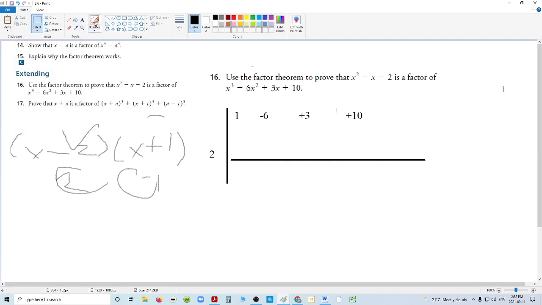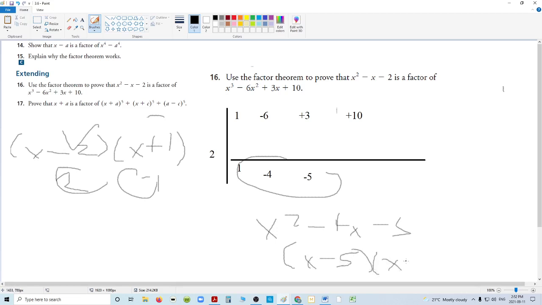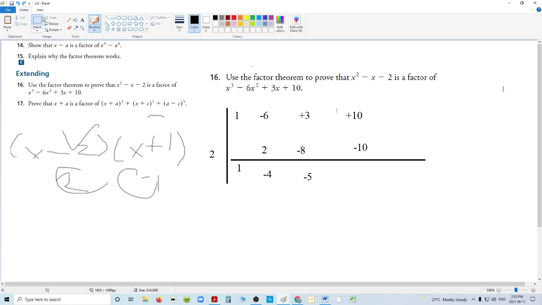You could also factor that, your x squared minus 4x minus 5, and you discover that it's x minus 5, x plus 1, and you've instantly proven this, and you've also discovered the other factor. But let's just use synthetic division. You could also use synthetic division on these, because negative 1 should still go into those, but it doesn't matter. Negative 1 should go into either polynomial if it's a factor.